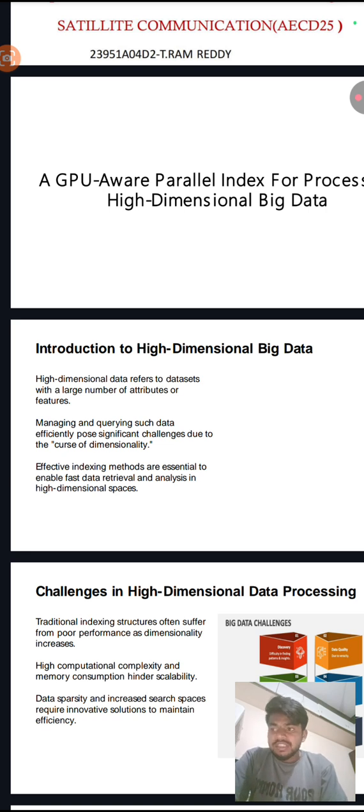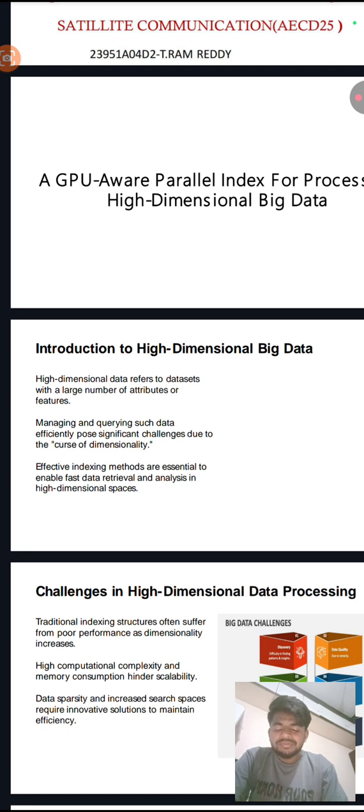A GPU aware parallel index for processing high dimensional big data is a specialized data and algorithm framework designed to leverage the massive parallelism and memory hierarchy of graphics processing units for fast and efficient indexing, searching and retrieval in data sets with a large number of dimensions and records. Here is the breakdown of such a system.